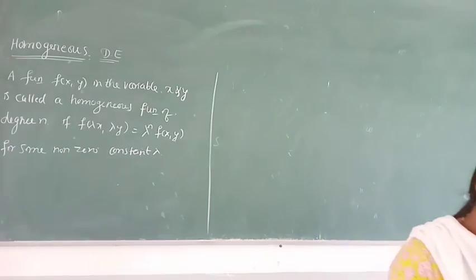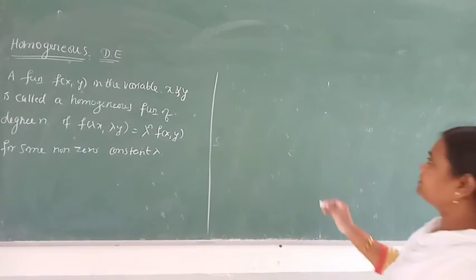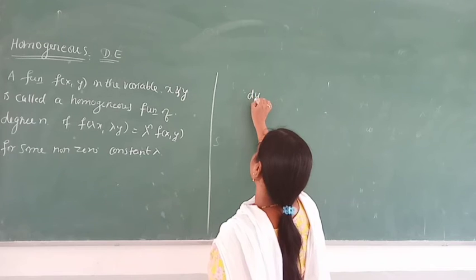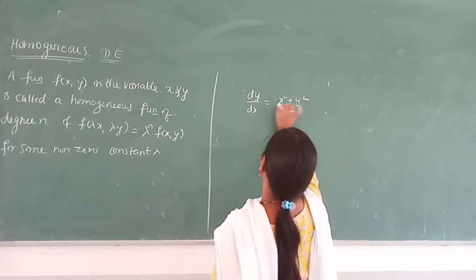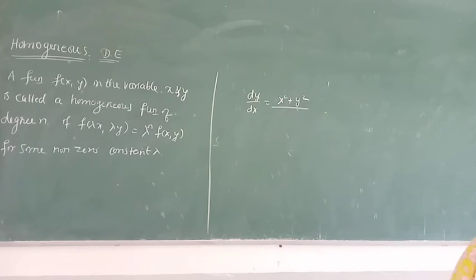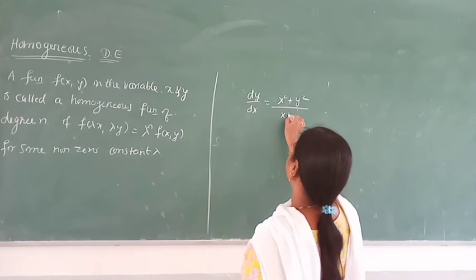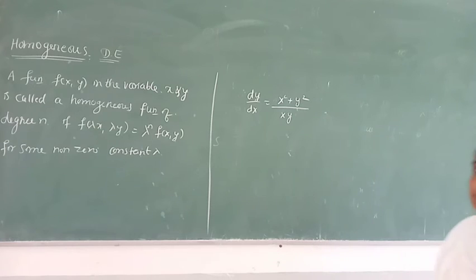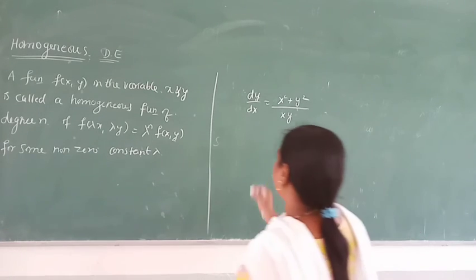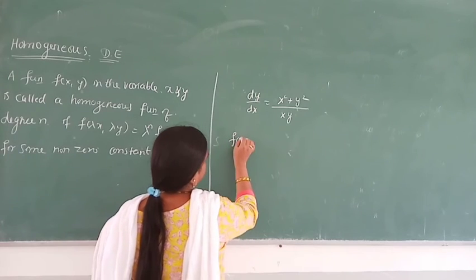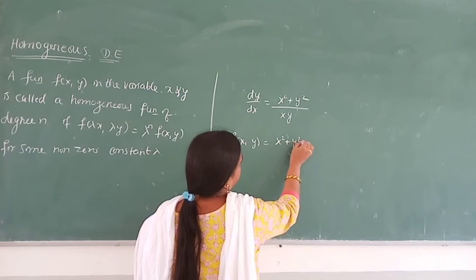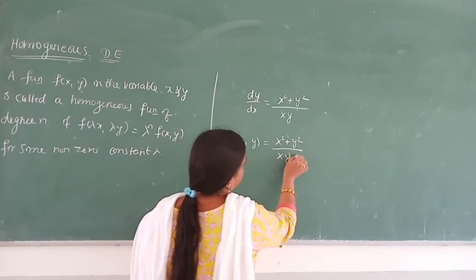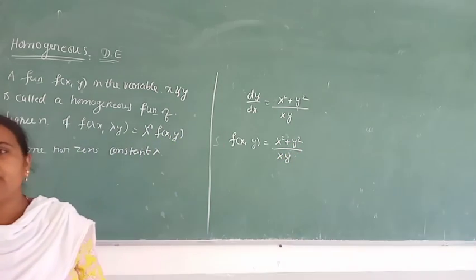Next example is dy by dx is x square plus y square divided by x into y. And it says verify whether the given differential equation is homogeneous and solve it. For that, for a homogeneous differential equation, we write f of x, y is x square plus y square divided by x into y. Replace x as lambda x, y as lambda y.